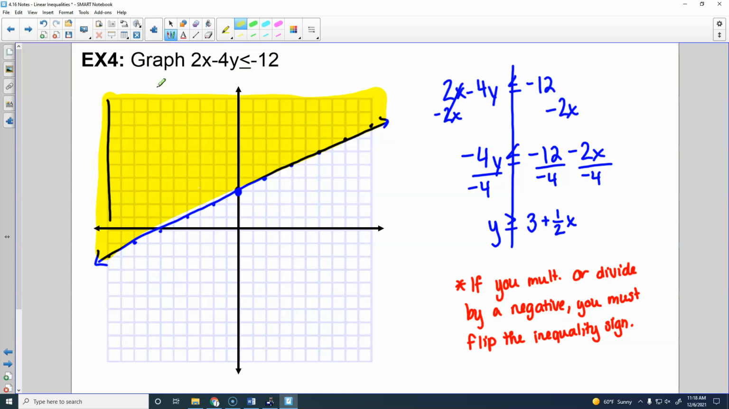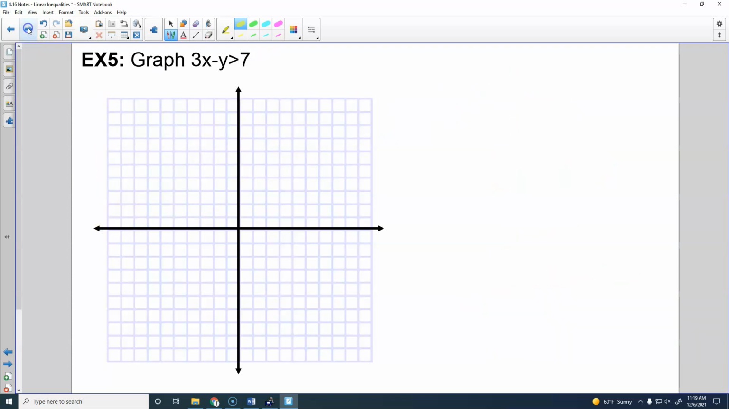Questions? Yeah, we've basically done all of it before. We just haven't had to do the dotted line or the shading. Right? Okay.